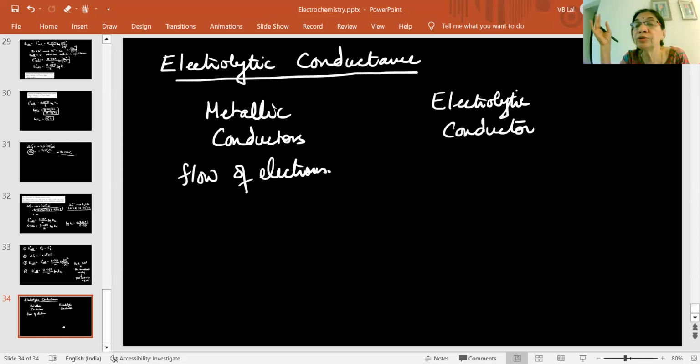Now, in contrast to that, in electrolytic conductors, in a solution, how is it that some solutions conduct electricity? Those solutions have ions, due to flow of ions. Flow of ions. So the electrolytic conductors always conduct electricity due to flow of ions.